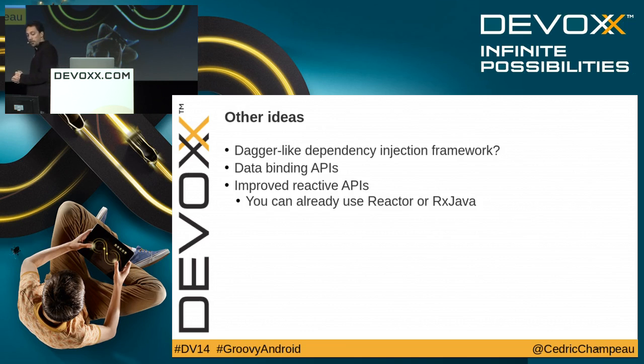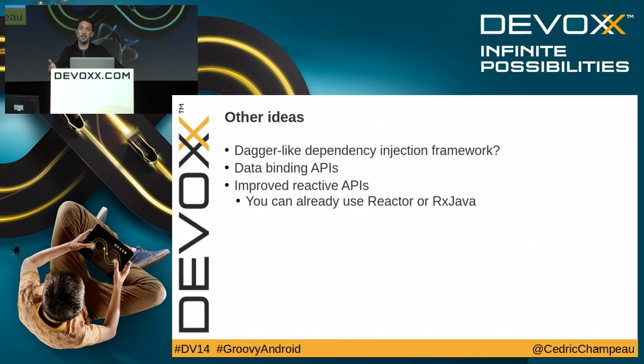And last point is about reactive APIs. So I think it was on Monday that Venkat talked about reactive applications. This is the hot topic today. It's that hot that actually everybody wants to do reactive applications without knowing what reactive means. So you can do reactive applications with Groovy already. You can use Reactor, for example. You can use RxJava.